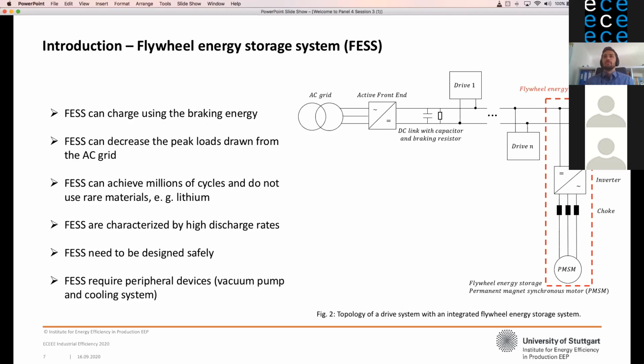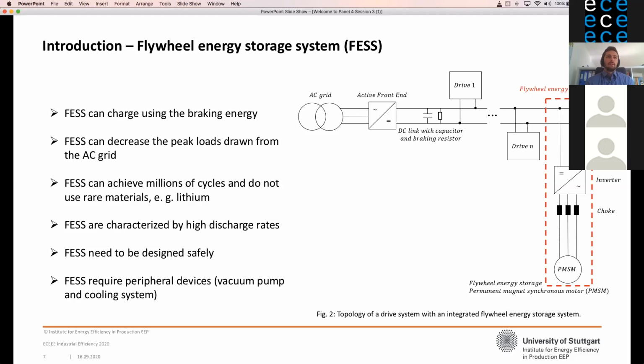One possibility to improve the energy efficiency on this side is to use a flywheel energy storage system in a DC link. If there's no energy storage system included, you can assume that all the energy is either fed back into the AC grid by the active front-end inverter, or converted into heat by a braking resistor, which is marked down here. So one advantage of FES is that it actually can achieve millions of cycles compared to batteries, for example, and doesn't use a lot of rare materials, for example, lithium.